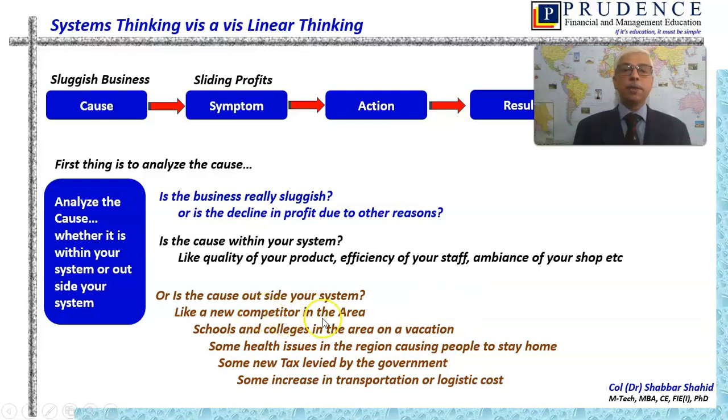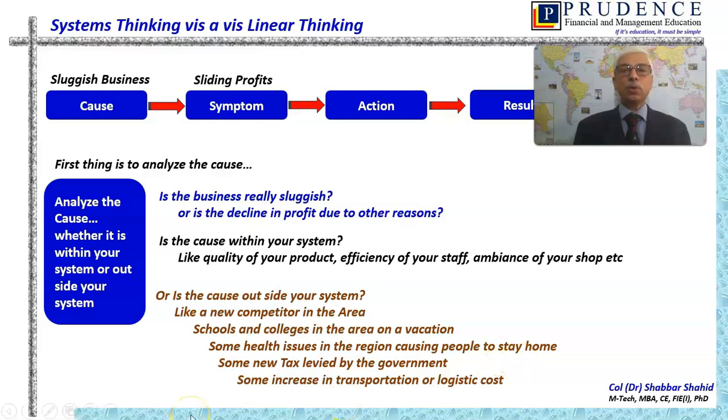Maybe a new competitor has come in the area which has brought down your sales. Or maybe the schools and colleges in the area are on a vacation. So therefore the footfall to your shop has reduced. Is it because of that reason that your profit has come down? Or maybe some health issues in the region. There may be a small pandemic. People in that area may be falling sick quite often. Something must have happened. Is it causing the people to stay indoors and not come to your coffee shop?